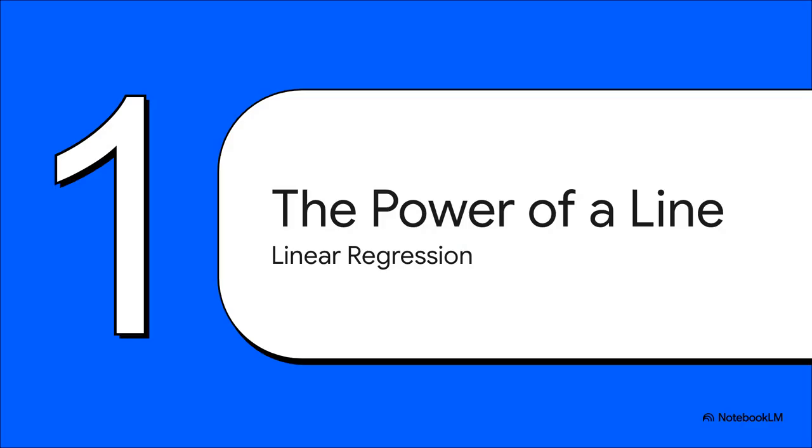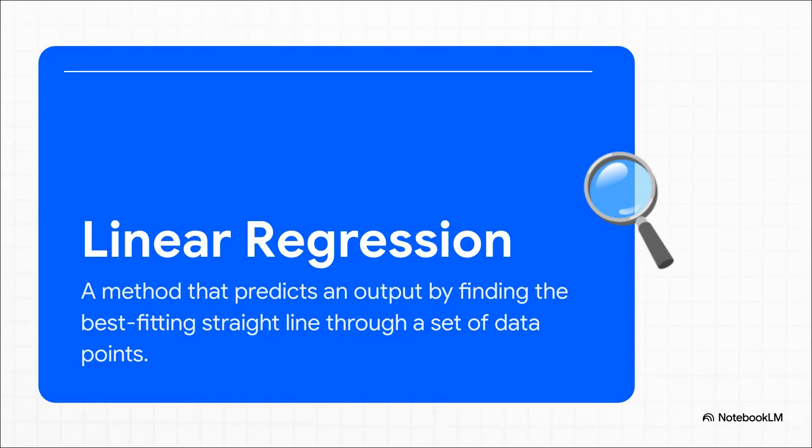Our journey kicks off with the original workhorse of predictive modeling, a technique that is just as intuitive as it is powerful, linear regression. Think of it like this. You've got a scatter plot of data points, right? Maybe it's the square footage of houses versus their sale prices. Linear regression is just the process of drawing one single straight line through that cloud of dots that best captures the trend. It's clean, it's simple, and you'd be surprised how often it just works.